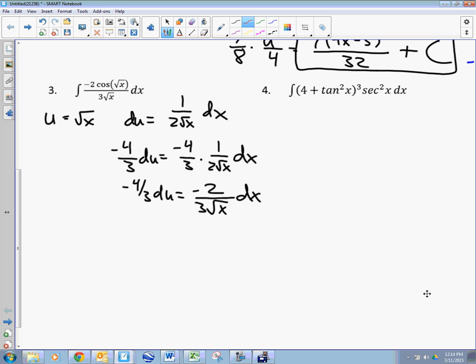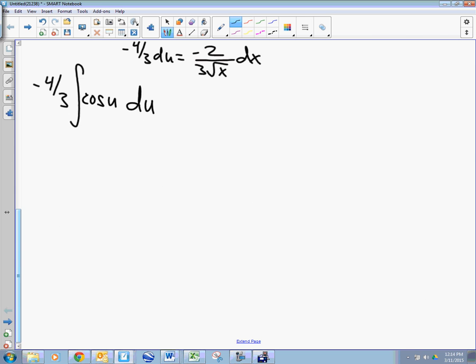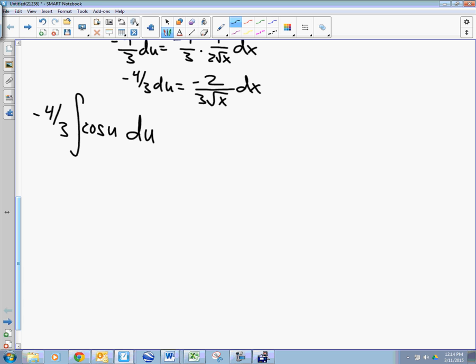So it's nice to look at the pieces and see that negative 2, 3 roots of x, and dx are all taken care of by negative 4 thirds du. So negative 4 thirds du. And what? Did the cosine go away? No. So I have cosine of what? U. Well, that's easy. The antiderivative of cosine is positive sine times negative 4 thirds is negative 4 thirds sine. And u is the square root of x. Let's see. Done and done.